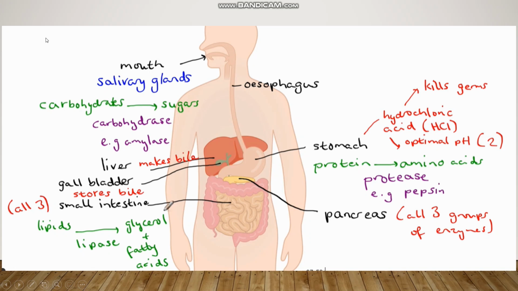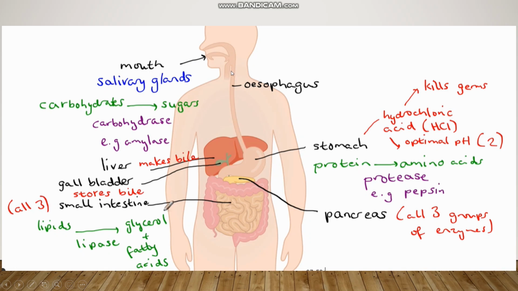The enzymes involved in breaking down the food in the mouth are called carbohydrase enzymes. The enzyme involved in digestion in the mouth breaks down carbohydrates into sugars using an enzyme called carbohydrase, and this particular carbohydrase enzyme is called the amylase enzyme, so you can see over here.